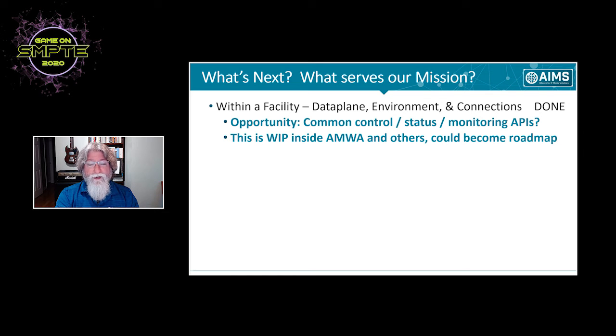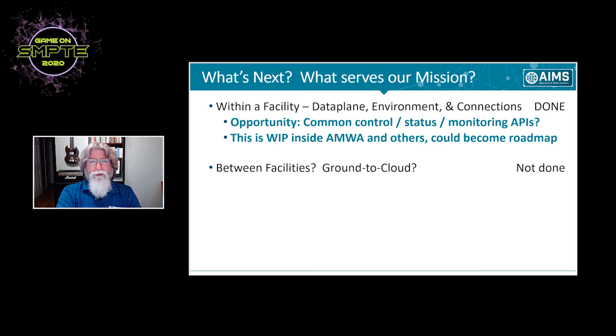This is actually a work in progress inside the AMWA and inside some other organizations. If standards evolve with enough support in the member community, then we'll put those on the roadmap and make it part of our official roadmap. But first, the standards have to exist. First, we have to foster the development of the standards, and then they get on the roadmap. We have to have one before the other.